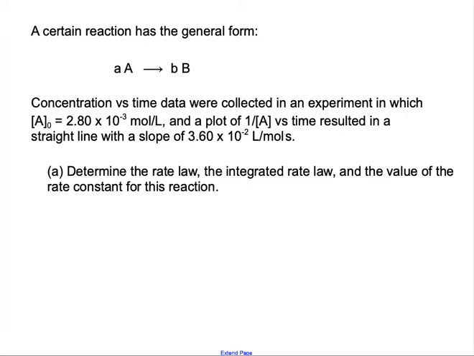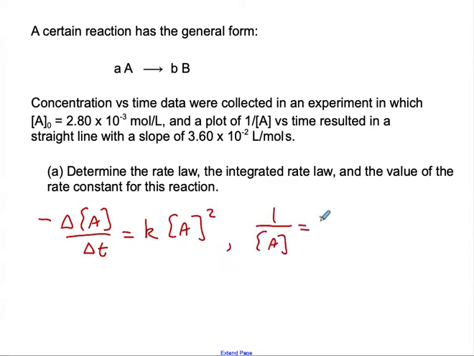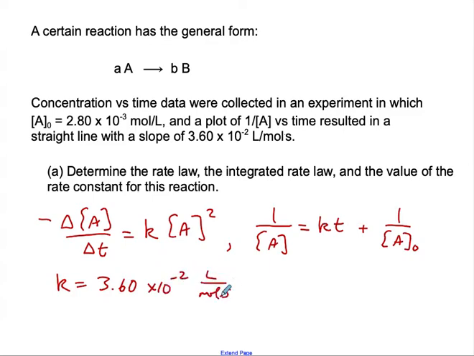So I can immediately simply write the rate law. Decrease in concentration of A with respect to time is equal to k times the concentration squared. I can simply write the integrated rate law. 1 over concentration equals kT plus 1 over the initial concentration. And I can write the value of the rate constant from the slope of the line. k equals 3.60 times 10 to the negative second liters per mole per second. Okay. Now, let's see.